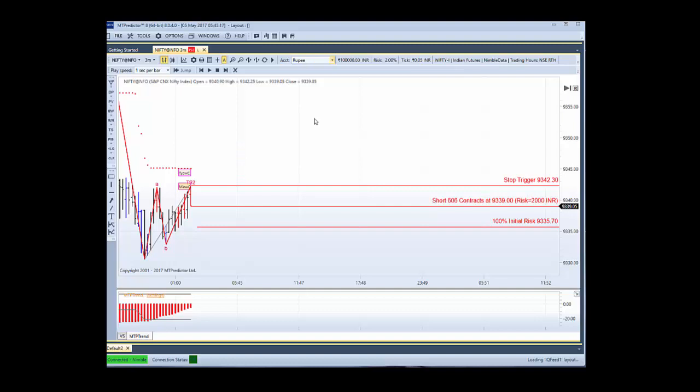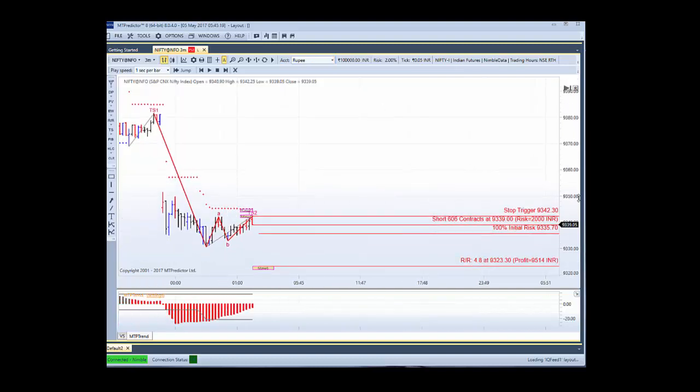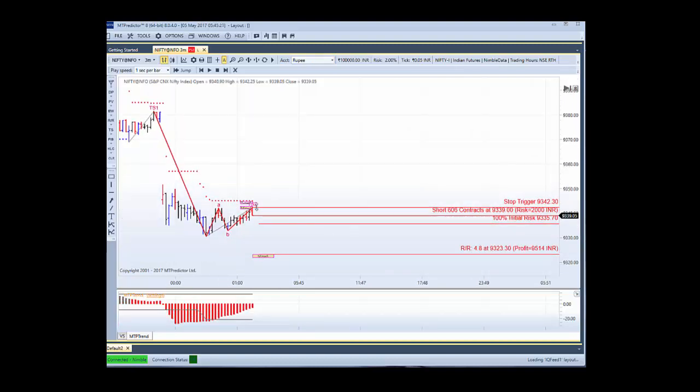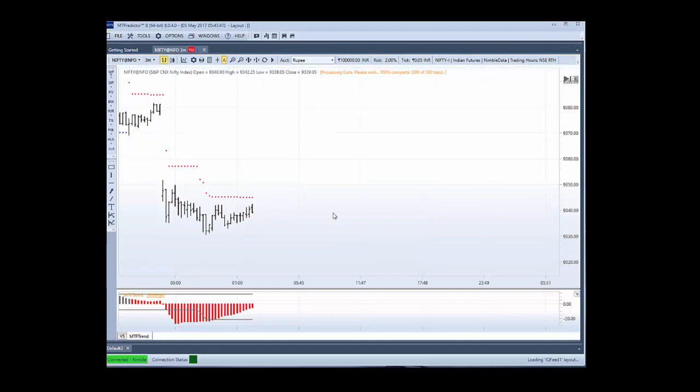Remember, we use correct position sizing, so if this turns out to be a loss, and we'll have a look at some losing trades in a minute, it would be a -1R loss or 1R loss. But if it gets down to the first target, which is here, it would be a plus 4.8R profit. Let's turn training mode off and see what happened.